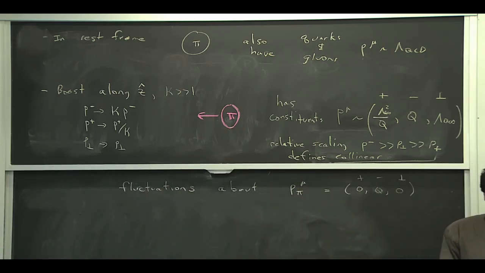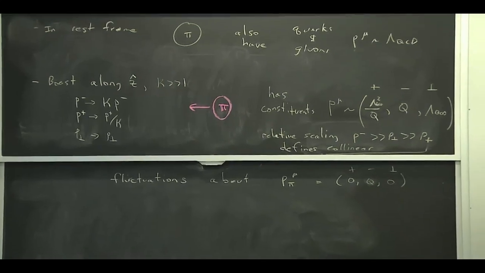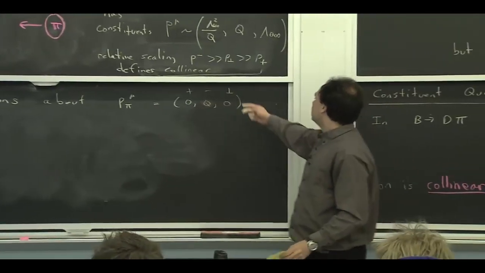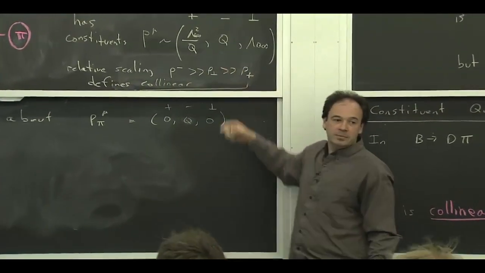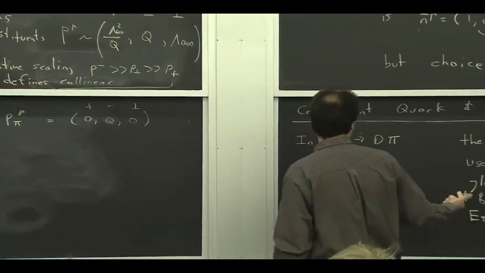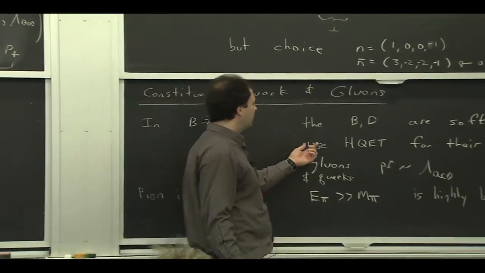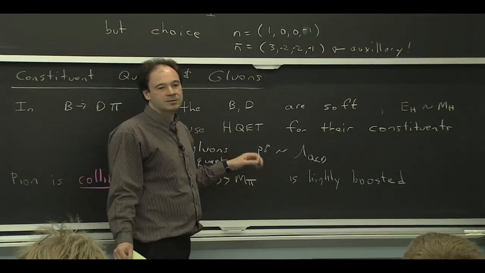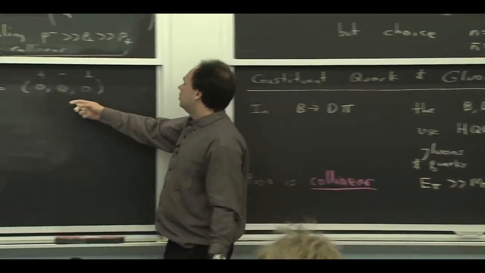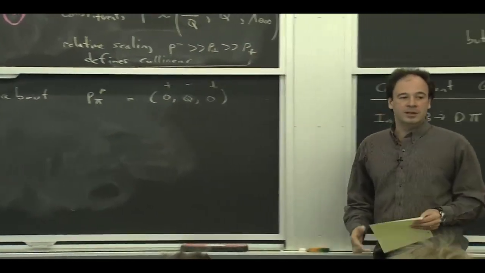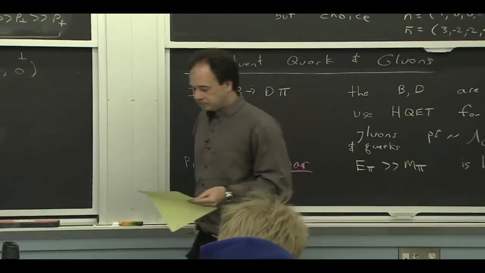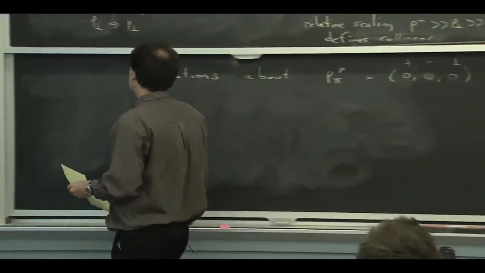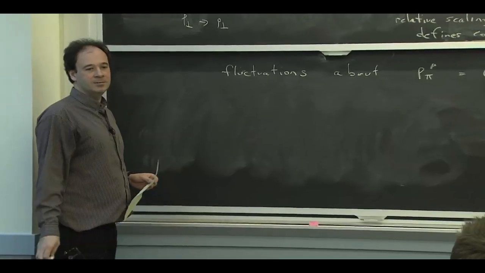So the field theory is going to have to describe fluctuations about some kind of canonical scaling. And the field theory for this pion is going to have to be describing collinear fluctuations of this type. Just like the HQET had to describe soft fluctuations, p mu's of order lambda QCD, ignorant of the heavy quark mass. Here it's a little bit more complicated, but that's the kind of thing we want the field theory to do. Any questions about that?